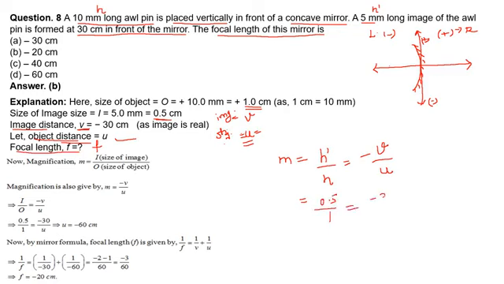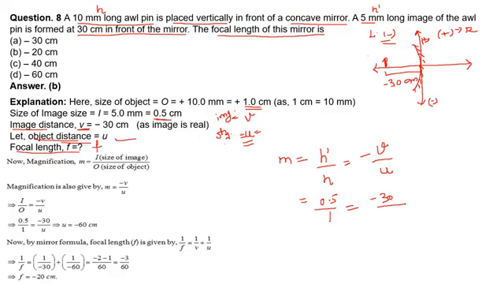Children, why have I taken this as the object distance? Because the object is placed in front of the mirror. Now, according to the Cartesian sign convention, you must have done the graph. On the left-hand side, all values are negative. So if this is an object, the distance between the mirror and the object I will consider as minus 30 centimeter.